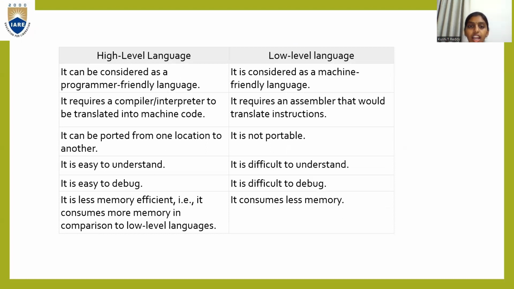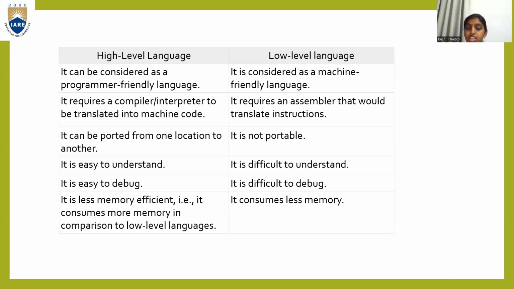So, high-level language and low-level language, let's look into the main differences. Till now, we have looked at the differences based on parameters. Some of the main differences are: high-level language can be considered a programmer-friendly language, while low-level language can be considered a machine-friendly language. High-level language requires a compiler or an interpreter to be translated into machine code, whereas low-level language requires an assembler that would translate the instructions. High-level language can be ported from one location to another, whereas low-level language is not portable.